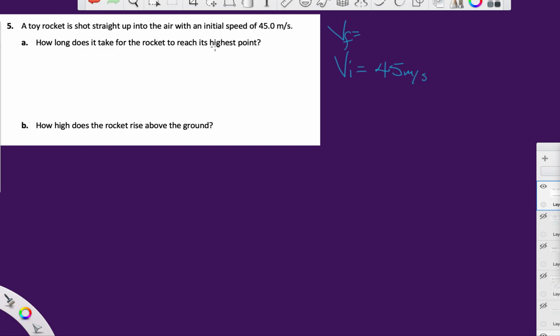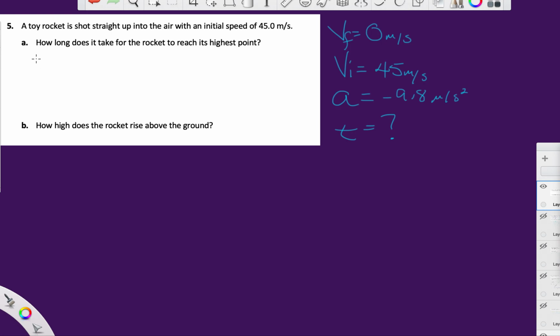So to reach its highest point, remember our speed at its highest point is 0 meters a second, right? Gets up to the top, stops, and then comes back down, right? So that's easy. And then we're looking for the time it takes. All we need is acceleration, which is negative 9.8 meters a second squared. And time is what we're looking for. Great. This is the old tried and true, the original bad boy. I don't know what else we would call it.